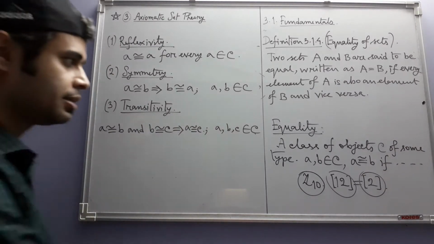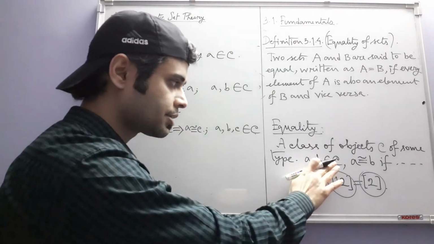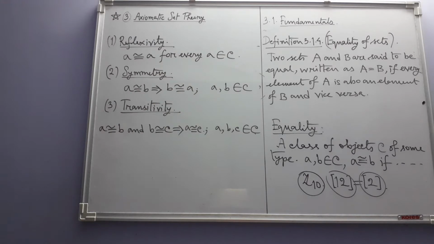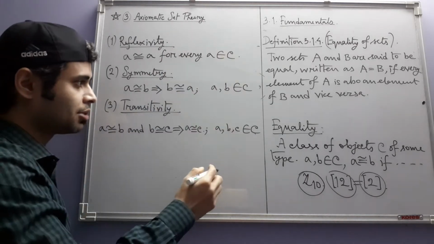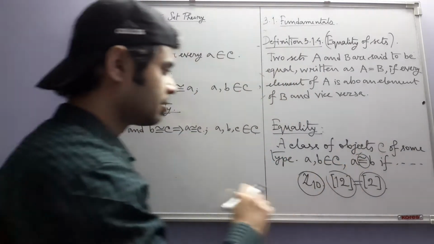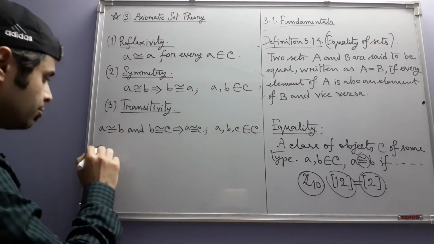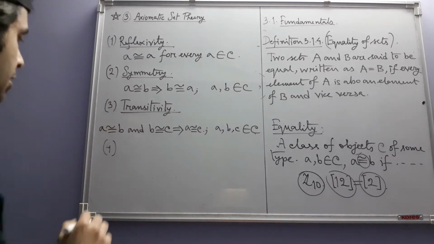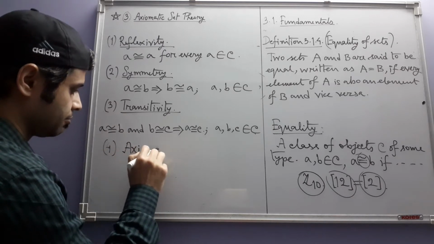So whatever the definition of equality ultimately turns out to be in this class C, it has to satisfy these 3 things. Or in other words, I can express this by saying at once that this must be an equivalence relation on this class of objects. But there is one 4th property also that has to be satisfied. That is the axiom of substitution.